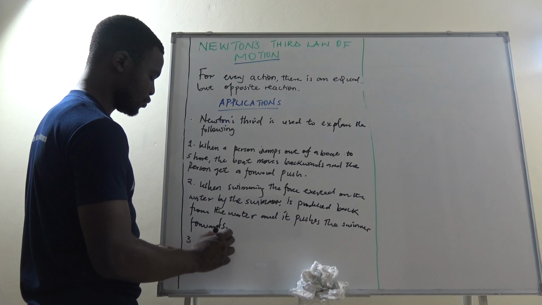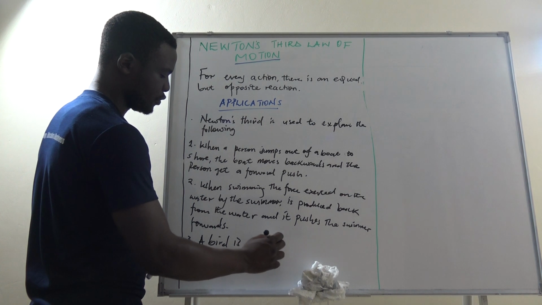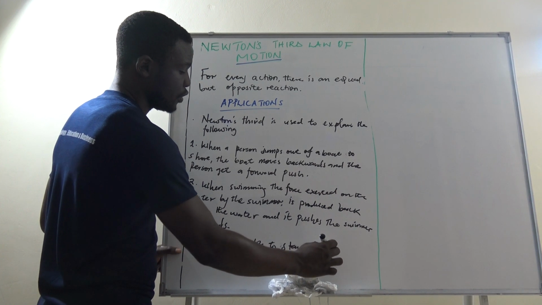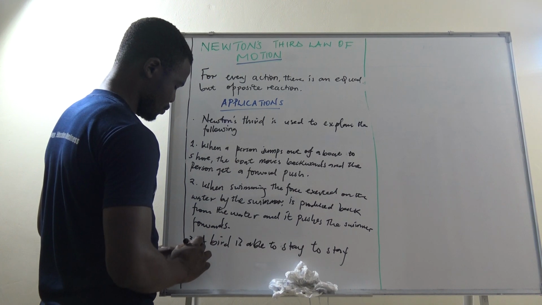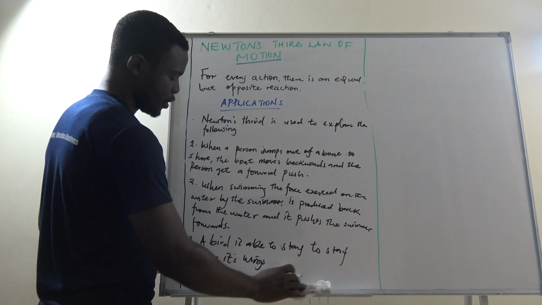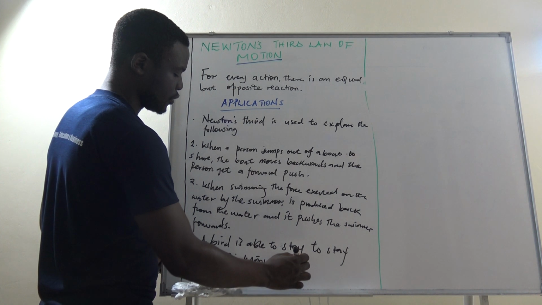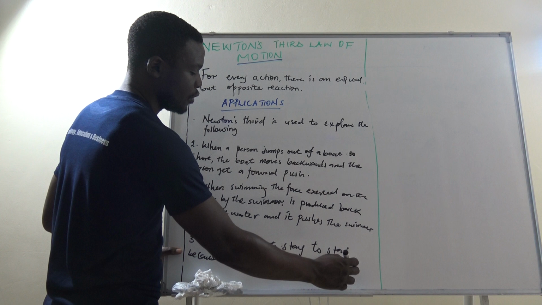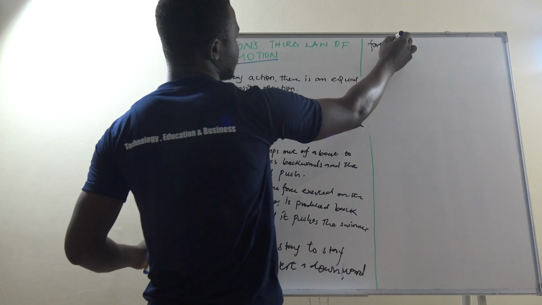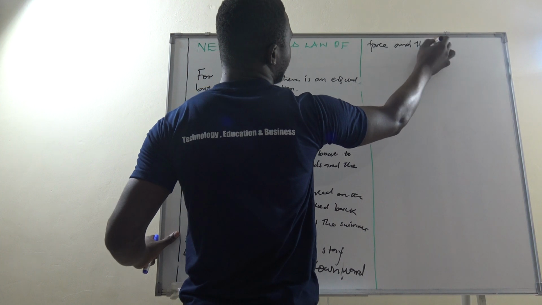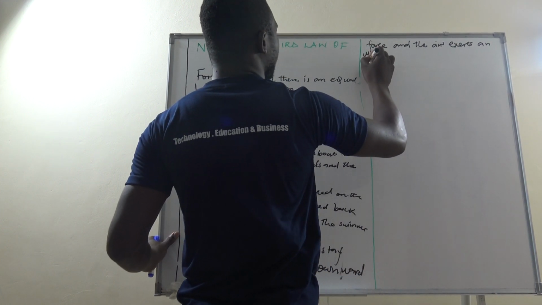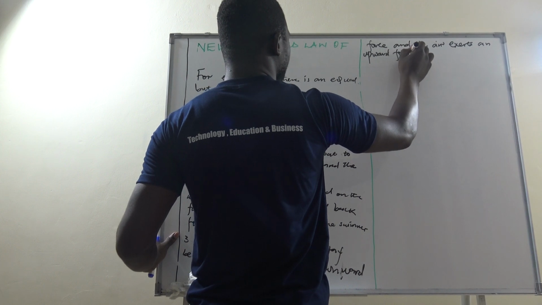3. A bird is able to stay in air. The bird is able to stay in air because its wings exert a downward force, and the air exerts an upward force.